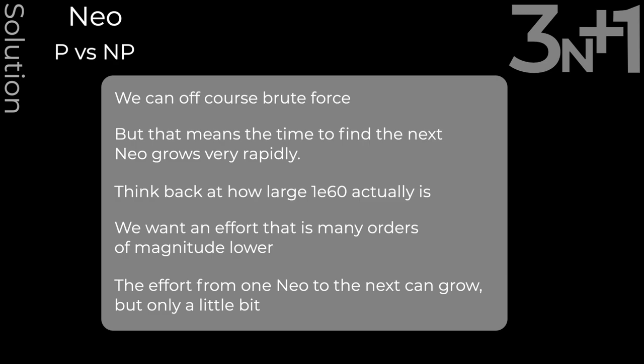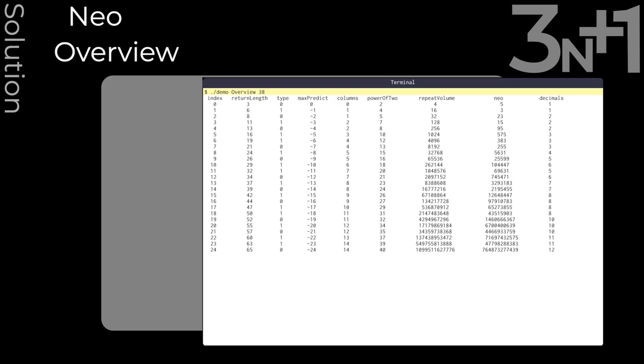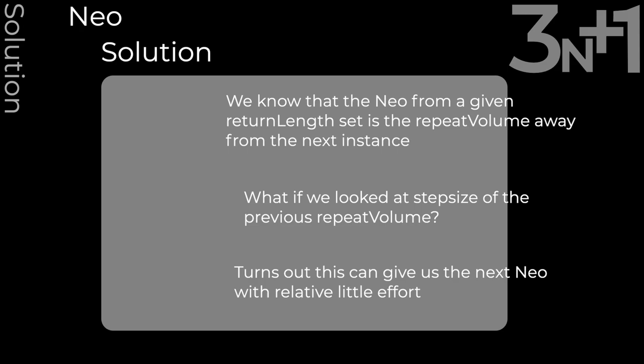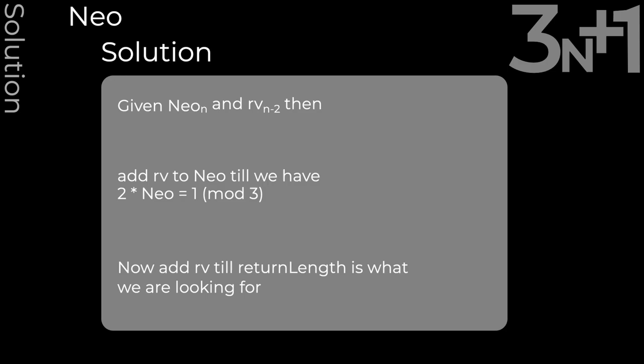Here we see the overview again, now with the neo and an indication of the numbers of decimals. The solution consists of starting with the previously found neo. We then add the repeat volume of a smaller return length set. We do this till we can apply 3n plus 1. We then repeat this till we hit upon the correct return length. As was explained before, this is a process of applying induction.